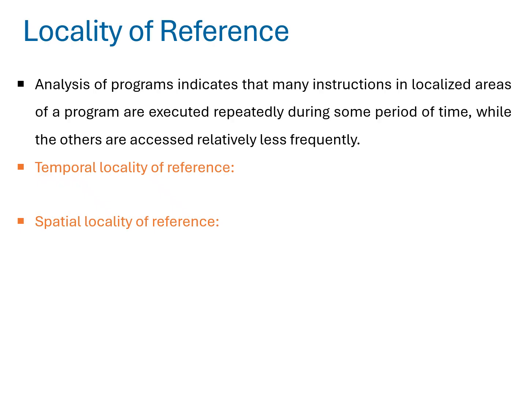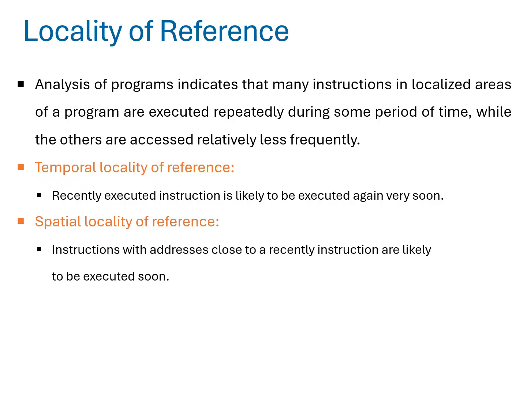Temporal locality of reference means a recently executed instruction is likely to be executed again and again. So this is going to be kept in the cache memory, because it will be used by the processor later. The second thing is spatial locality of reference. That means the instructions close to recently used addresses will be used again. So these may be placed in the cache memory.